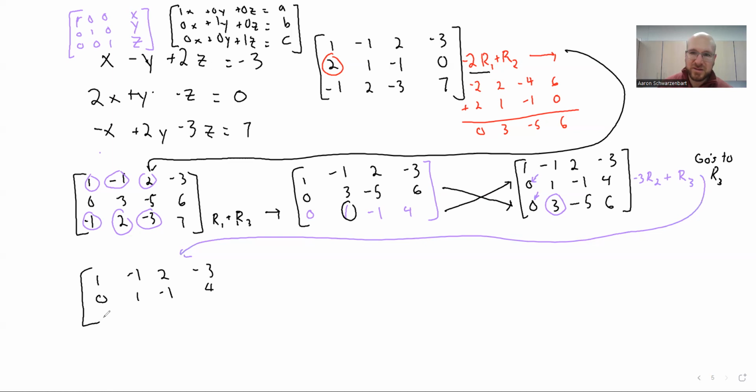so -3 R2 is -3 plus 3 is 0. Good, that worked out to be what I wanted. -3 times -1 is +3 minus 5. I'm looking at this right here. -3 times -1 plus -5 is +3. That's -2. And -3 times 4 is -12, and -6.